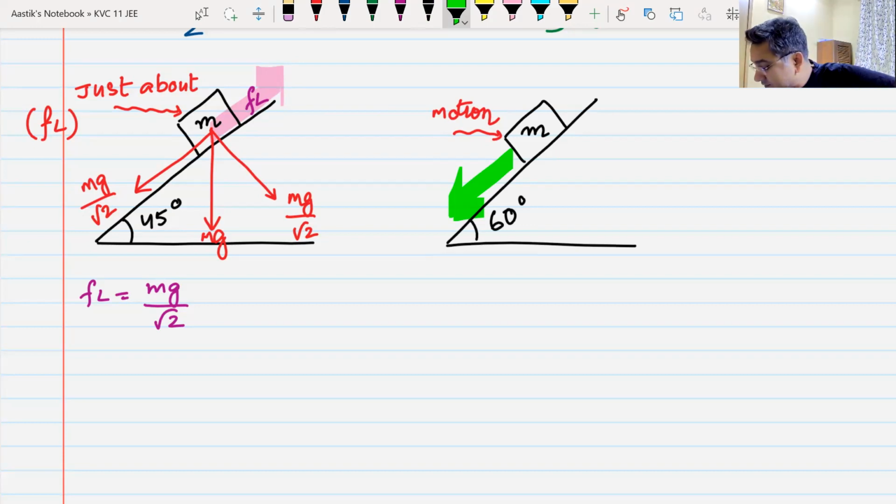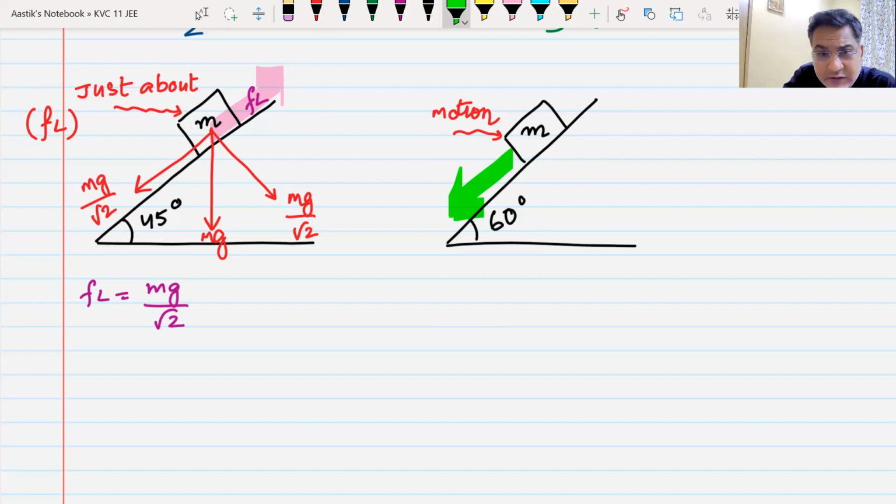Root 3/2 mg, sir. You have 2 minutes to get the answer and stay happy. Yes, √3/2 into mg. Root 3/2 into mg, right? Mu s √3/2 mg. I don't know what you are saying.